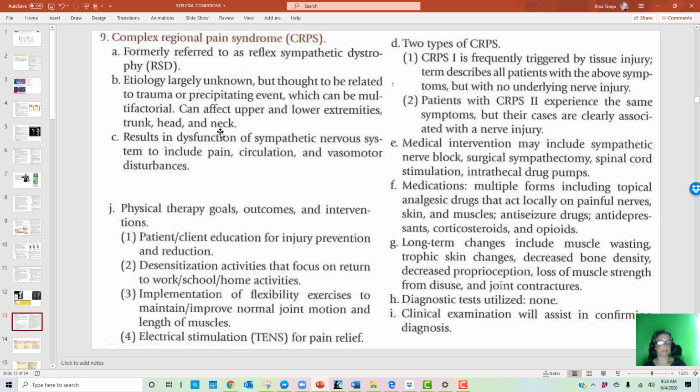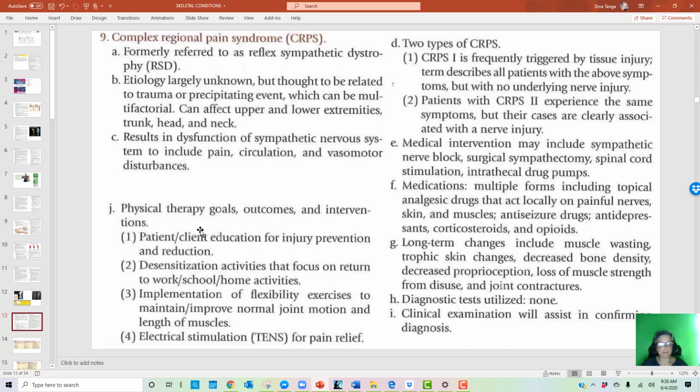This is out of the therapy ed book. Complex Regional Pain Syndrome, CRPS, formerly referred to as Reflex Sympathetic Dystrophy, RSD. The etiology is largely unknown but thought to be related to trauma or a precipitating event, which can be multifactorial. It can affect upper and lower extremities, trunk, head, and neck. It results in dysfunction of the sympathetic nervous system to include pain, circulation, and vasomotor disturbances.